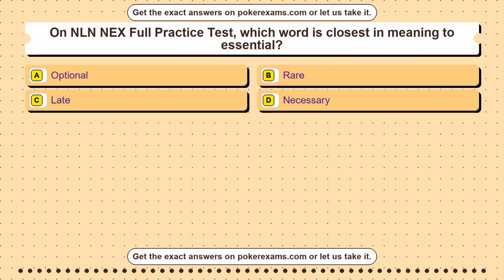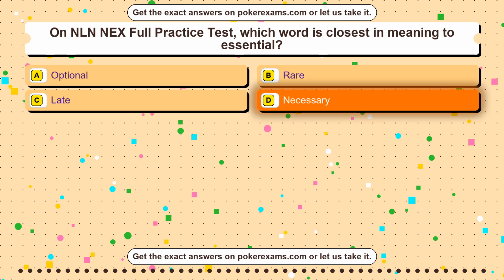Question 14. On NLN NEX full practice test, which word is closest in meaning to essential? Option A optional. Option B rare. Option C late. Option D necessary. The correct answer is option D.